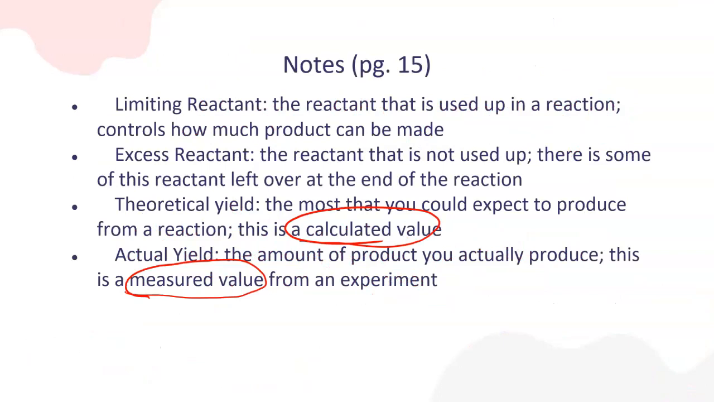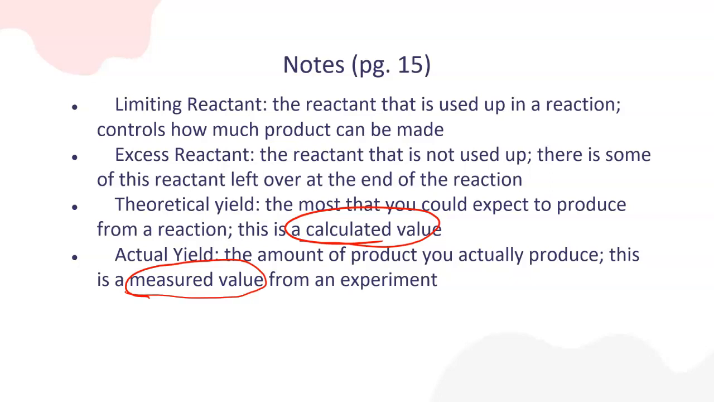Okay, so page 15 starts our notes on limiting, excess, theoretical and actual yields, and it'll discuss briefly percent yield. The limiting reactant is the one that is used up in a reaction, and this controls how much product you can make. The excess reactant is the one that is not used up. Sometimes you are told that it is in excess. Sometimes you have to figure out if it's in excess, and this one you have leftovers at the end.